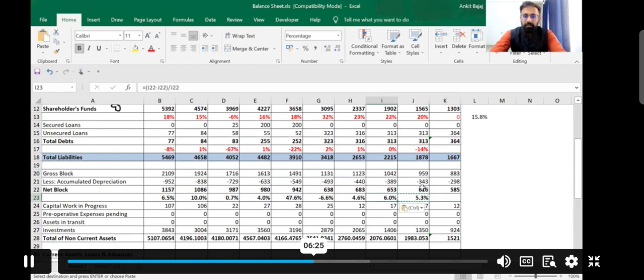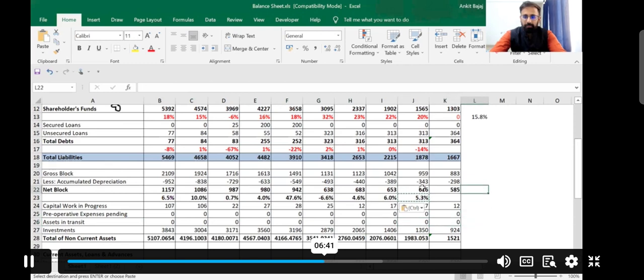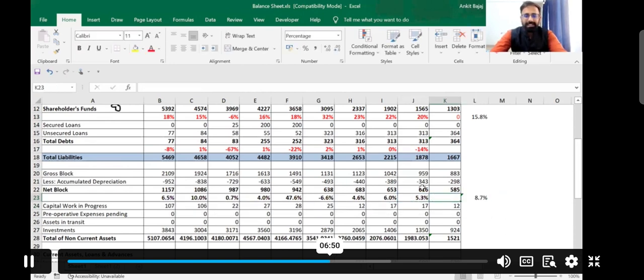So you can see here, there is an average growth. We can find out the average growth also, right? So here you can see there is a growth of 8.7%. This is the average growth by which asset is increasing every year. So it's a good signal if the value of asset is increasing every year. So it is a good signal for any company, right?